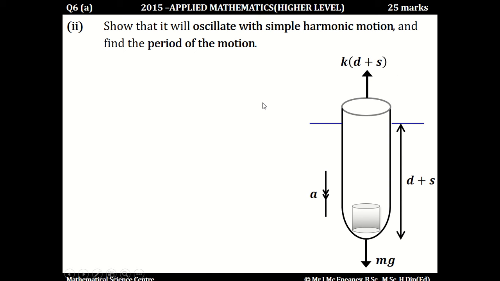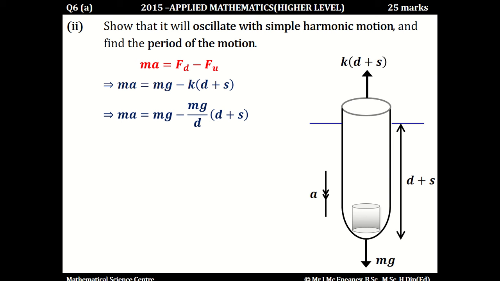So if we formulate the equation of motion, resultant force is ma, and that's going to be the downward force, which is mg, minus the upward force, which is K times d plus s. So the resultant force is the downward force minus the upward force. Now the K value, we worked out as mg over d. And if we multiply d plus s by mg over d, this gives minus mg over d times s. So this plus mg and this minus mg will cancel out. So ma just equals minus mg over d times s.